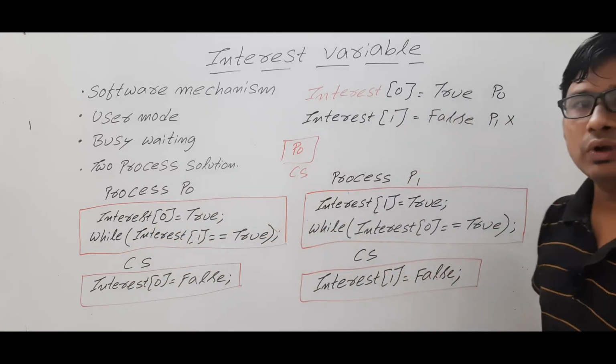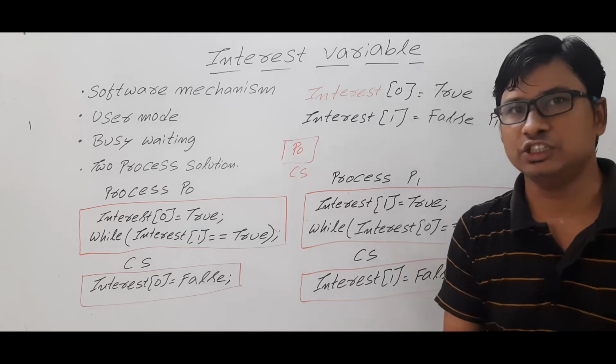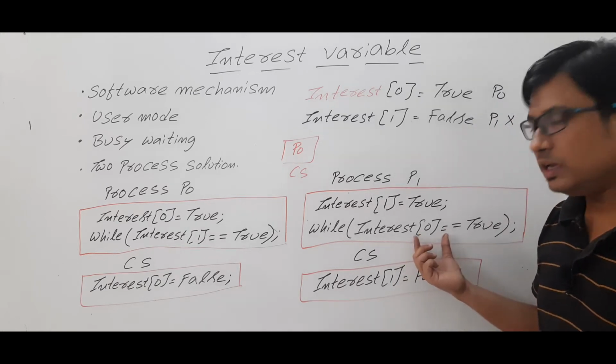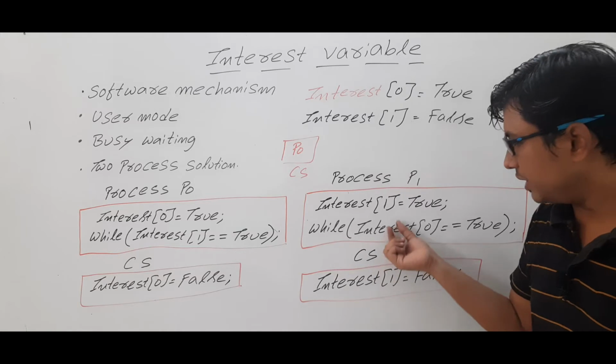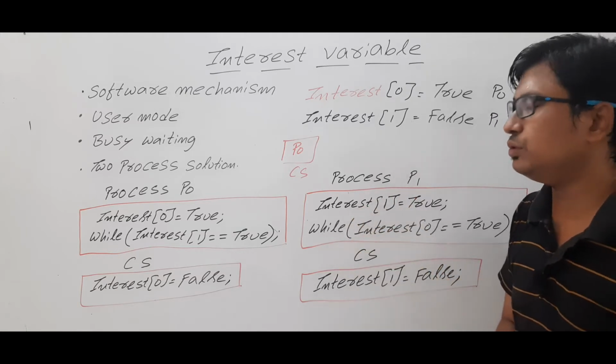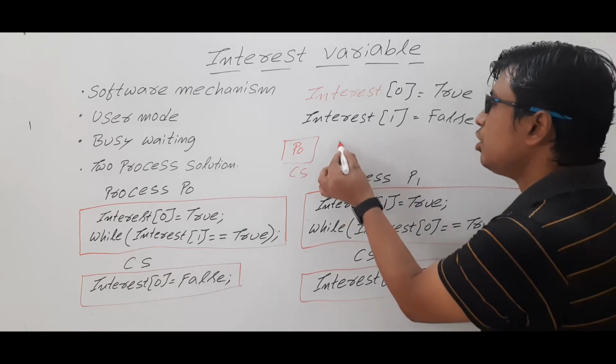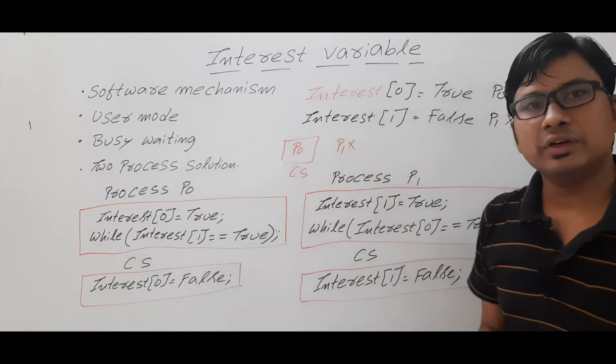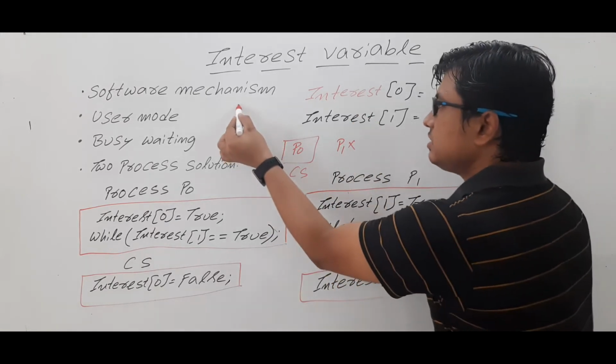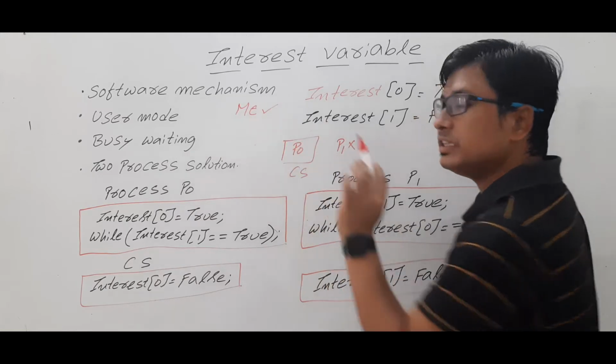So true is equal to true, meaning that the condition is true. If the condition is true, will it enter into the critical section? No. Again, it will check the condition. So process P1 is not allowed to enter into the critical section. So I can say that mutual exclusion is provided in this scenario.